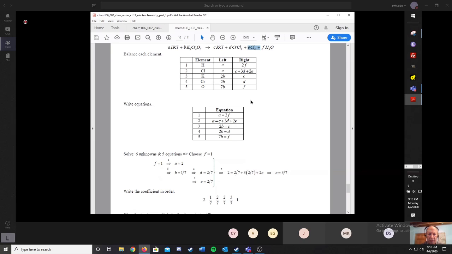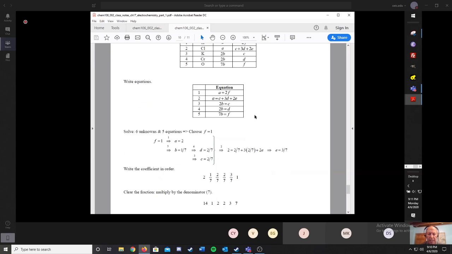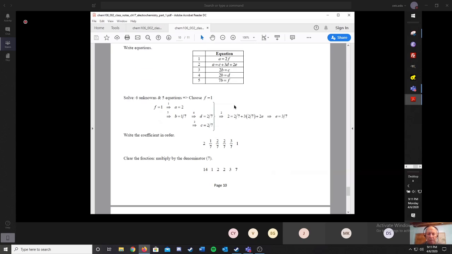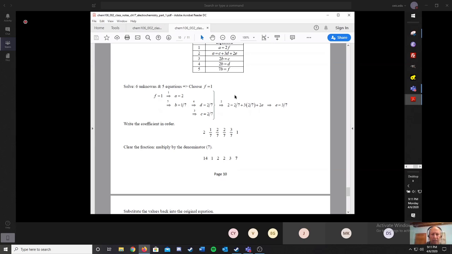So to balance the reaction, we set the left side equal to the right side, like in this table. And now it looks just like math. Really, we have 6 unknowns. That's A, B, C, D, E, F. That's 6 unknown variables, and we have 5 equations. So we have 1 extra variable, which means that we can guess one of them and then solve for the rest. So let's choose a convenient one to guess.